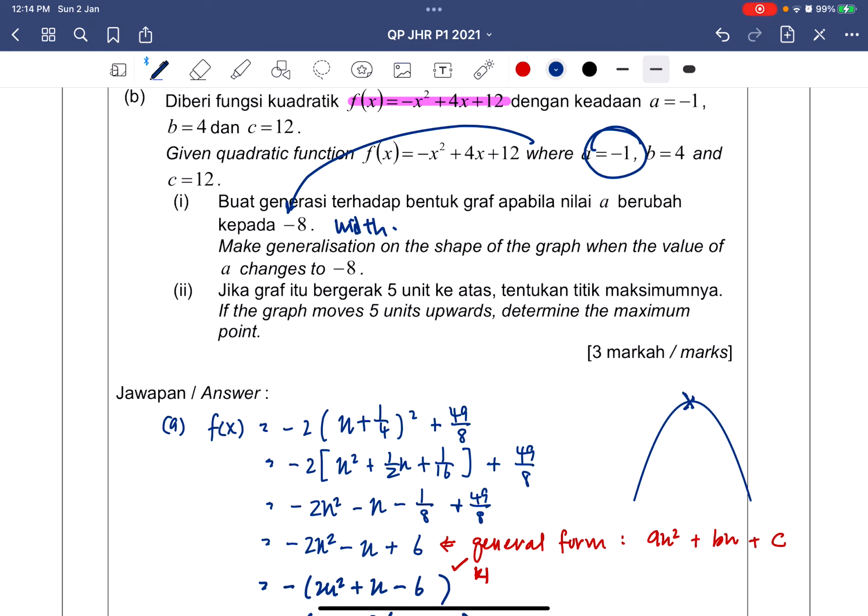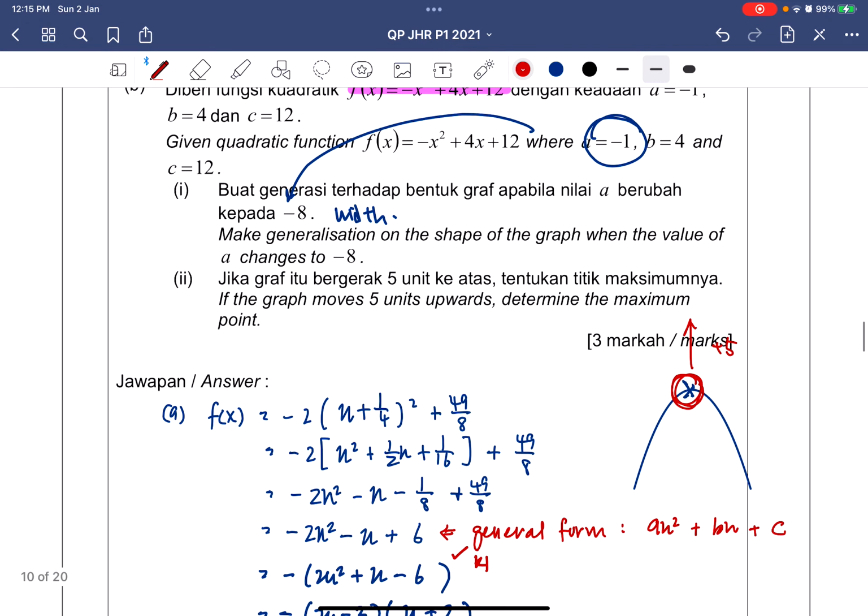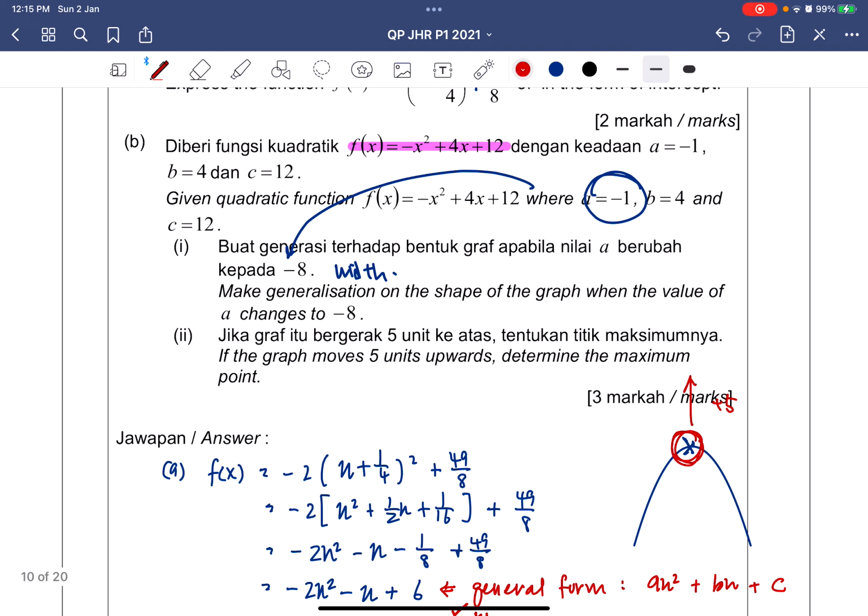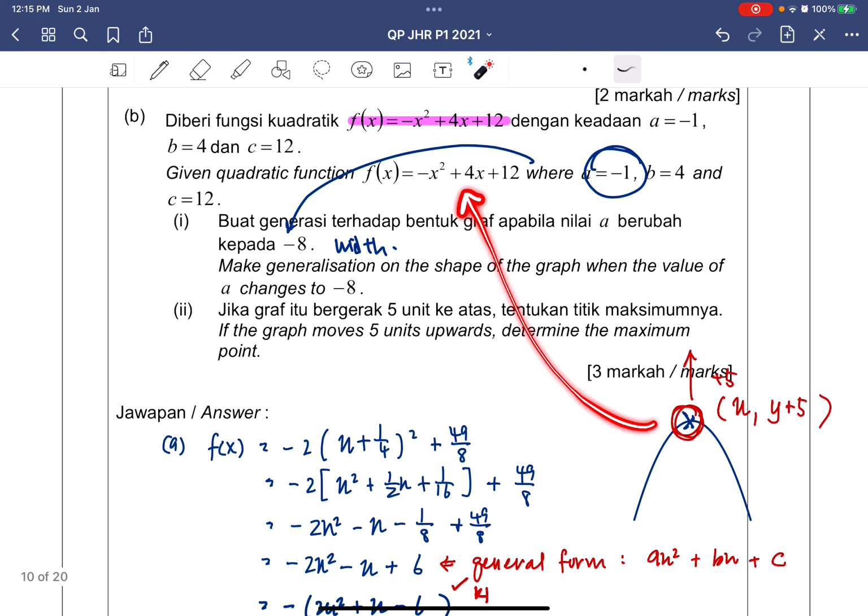Okay, so when it's an n-shaped graph, when your graph moves upwards by 5 units, I render it as +5, and your maximum value will also move up by 5 units. So we need to get the maximum point. Yeah, so for the maximum point, the x coordinate will remain, but the y coordinate will +5. Remember this. The y coordinate or the maximum value will +5, but the x coordinate for the maximum point will remain. So we need to find the maximum point from the general equation.